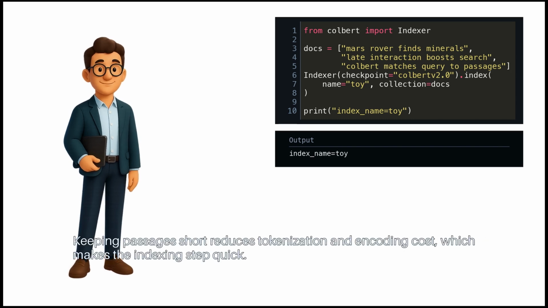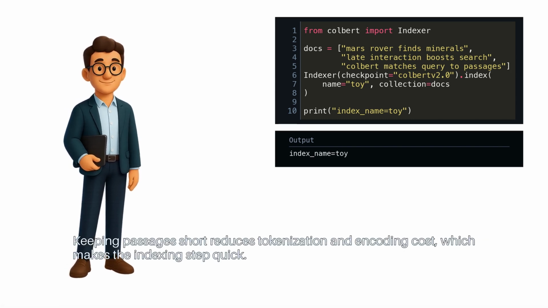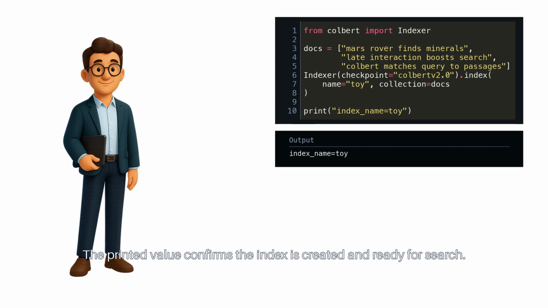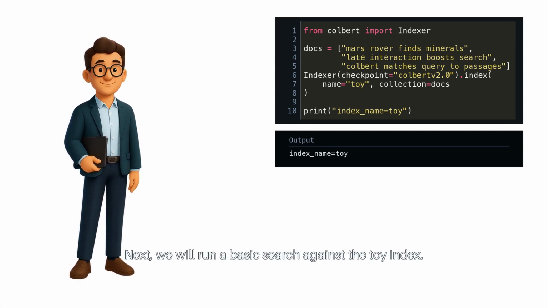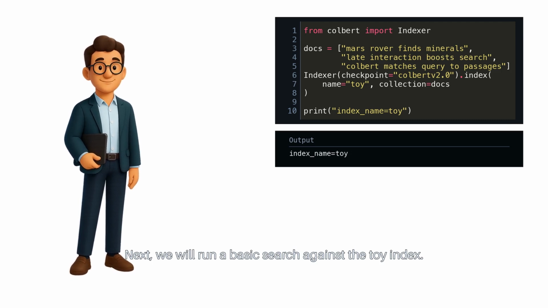Keeping passages short reduces tokenization and encoding cost, which makes the indexing step quick. The printed value confirms the index is created and ready for search. Next, we will run a basic search against the toy index.